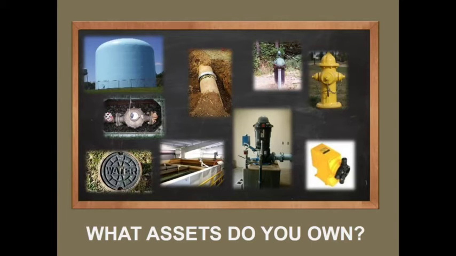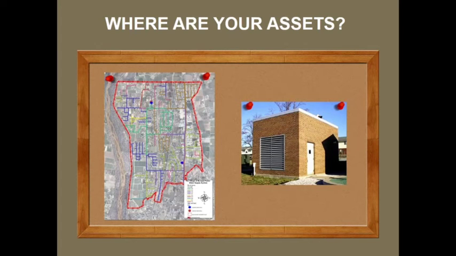So you're going to have a variety of wells and pumps and tanks and maybe some surface water intake structures or reservoirs, pipe, all kinds of things that make up your system. So it's an inventory of all of those things that are part of your system. The next step is, where are they? So where are these assets located?